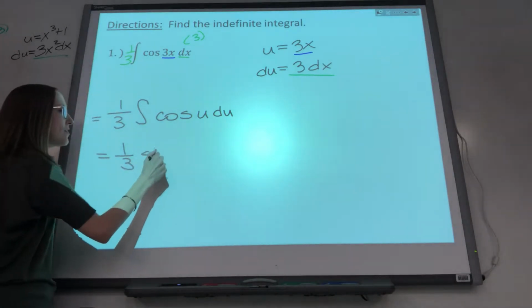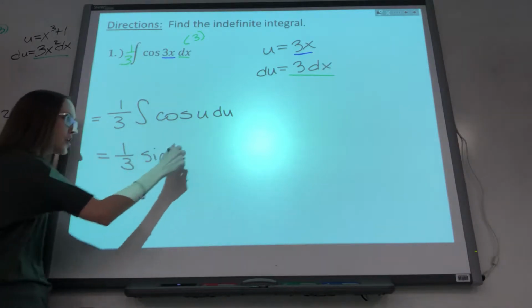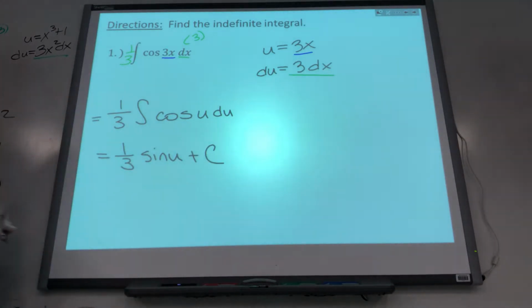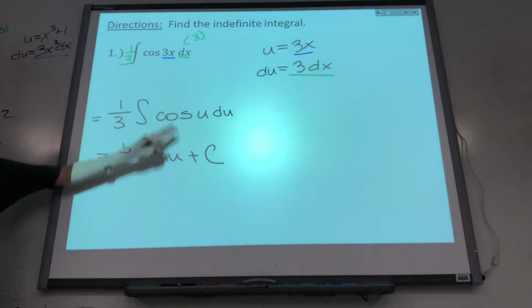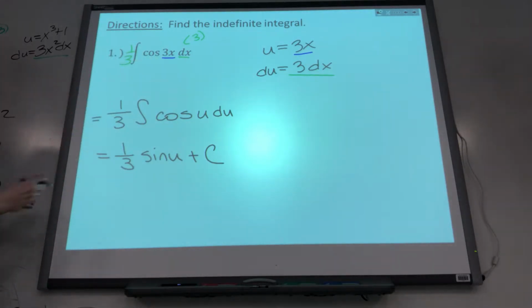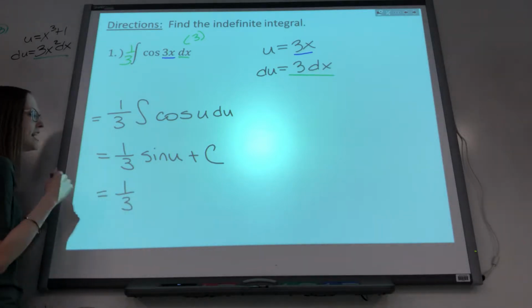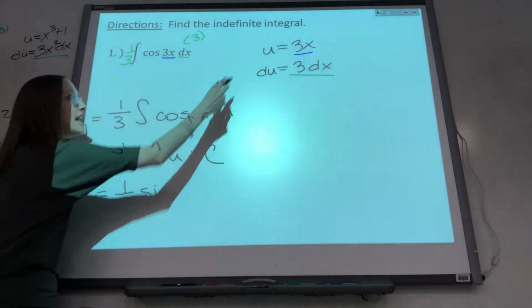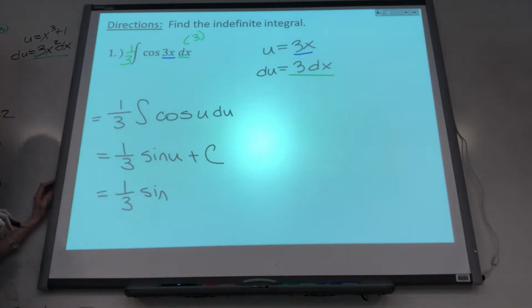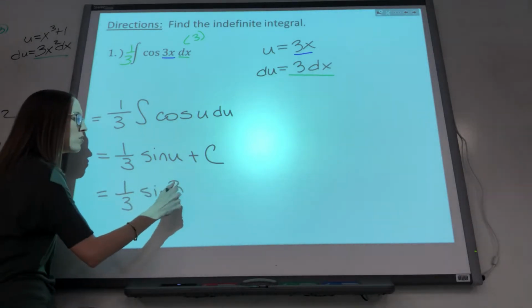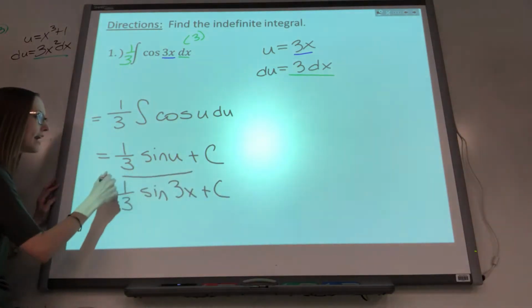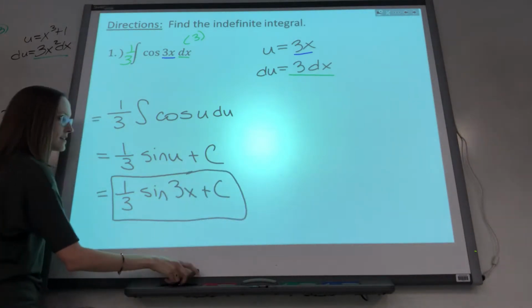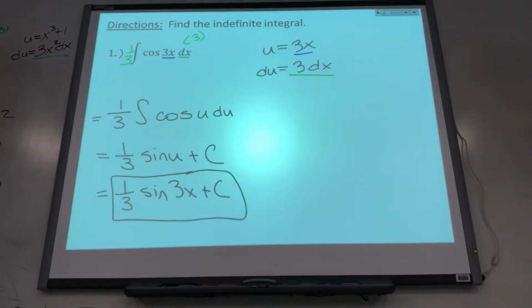Sine. So this is sine of u plus c. But remember, you don't want to leave u in your answer. You started with x's, you should end with x's. So I need to go back and put in what u equaled. U was actually 3x. So final answer would be 1/3 times the sine of 3x plus c.